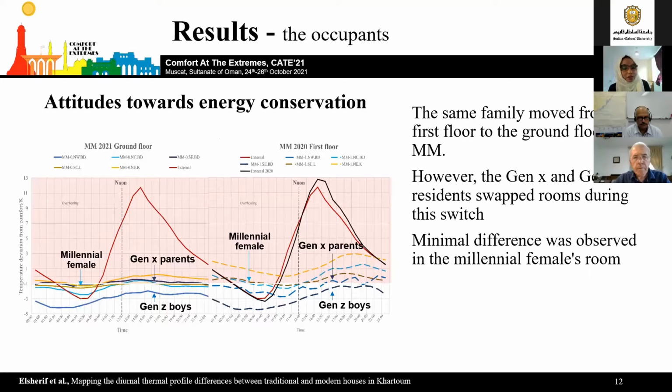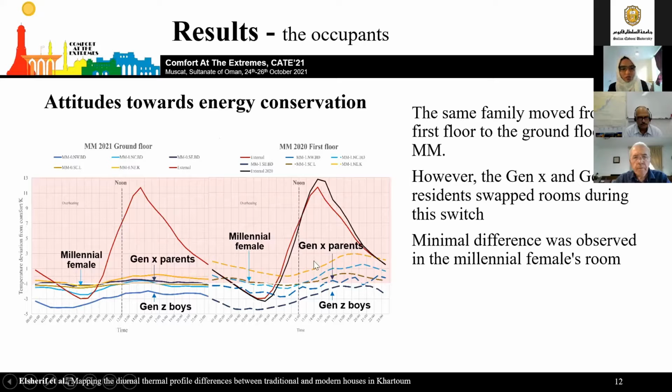MM presented a very interesting opportunity. So the family lived on the first floor during 2020 and moved to the ground floor. And I monitored both periods. But you have to take into consideration that 2020 was slightly hotter, the black line, than the red line, which is 2021. So I noticed, for example, the space where the same person moved downstairs was only slightly hotter. So the millennial female, this turquoise, is still fairly similar. It's just 2 degrees hotter than it usually is the year later.